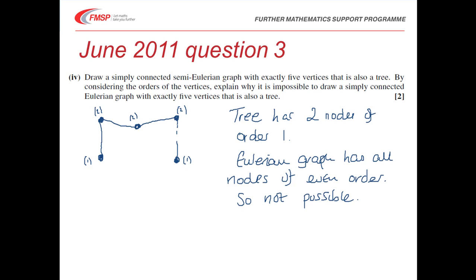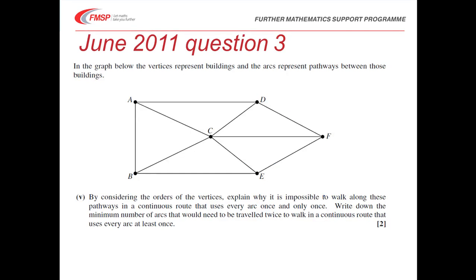And we'll just come to this last bit of this question. It says, in the graph below, the vertices represent buildings and arcs are pathways. By considering the order of the vertices, so I'm just going to write in brackets here the order of each of these. So we've got 3, 3, 3, 5, 3. So all vertices have got odd order. So you've got 6 odd nodes or vertices.